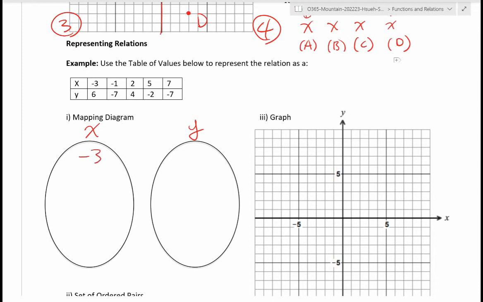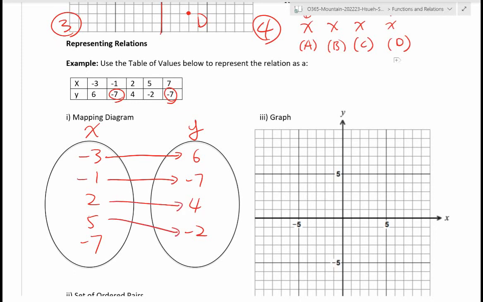So we have -3, -1, 2, 5, and 7. Now for the y values, we have 6, -7, 4, and -2. Again, you have two -7s. You do not need to write it down twice. All you need to do is just write it down once. And now you just draw arrows. -3 goes to 6, and -1 will map onto -7. 2 goes to 4. 5 goes to -2, and 7 goes to -7. There you go. So there's your mapping diagram.